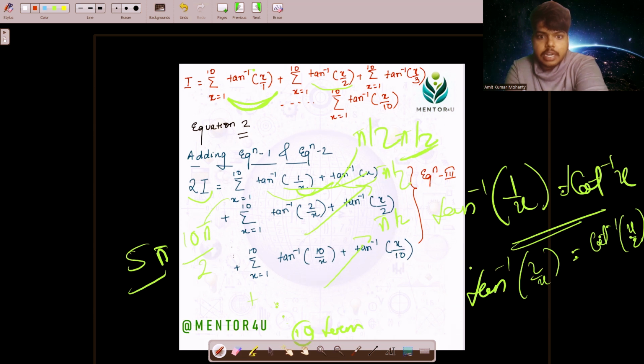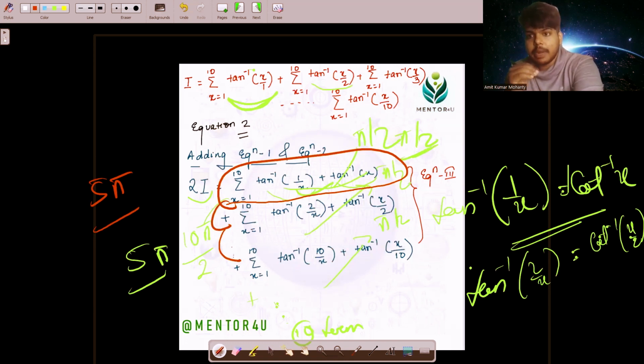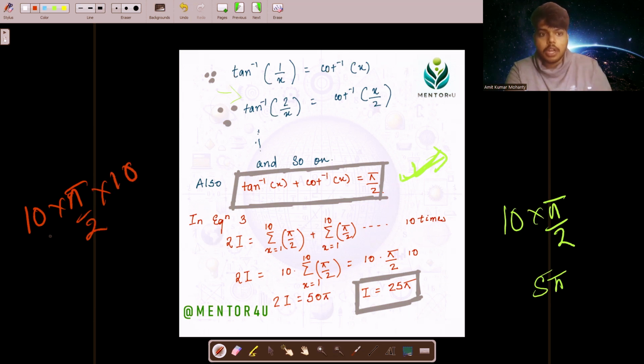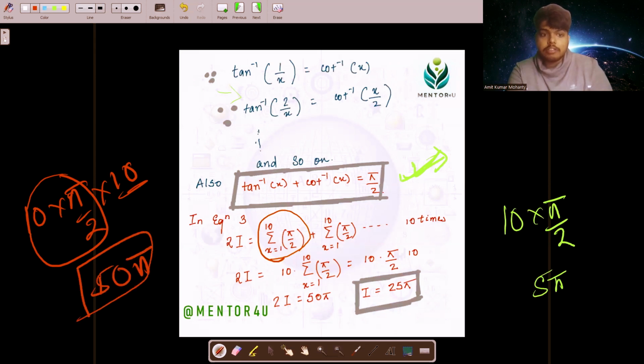Let me change the ink for better understanding. So this total summation value is how much? 5 pi. Now, in this particular way, how many total terms are there? 5 pi. Total 10 terms are there. So if I try to clean it up a little bit and write the total value, it is becoming 10 into pi by 2 into how many terms? 10 terms. So the ultimate value will be 10 into pi by 2 multiplied by 10. Remember, this came from the initial summation, and this type of summation were 10. So we multiplied here 10. So total there is how much? 50 pi. Correct. Now the 55 is the value for how much? 2I. What is my target to find? I. So I will be equal to 25 pi. I hope this is clear.